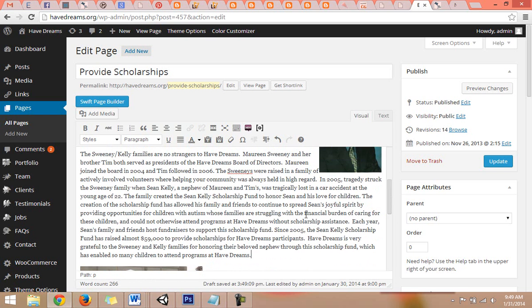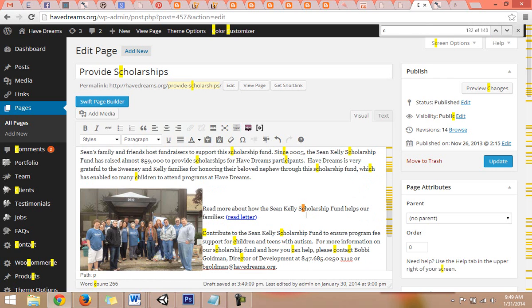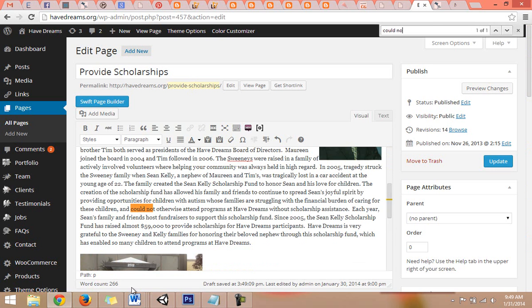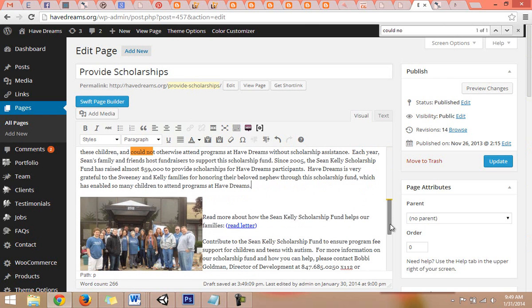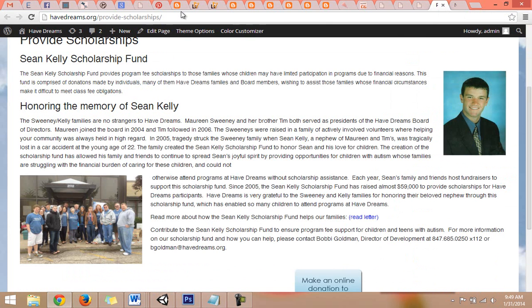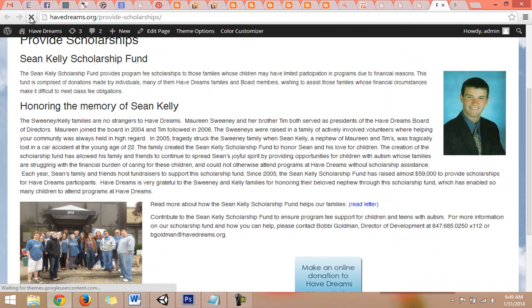Okay, let's see. The word was "could not," so now I have to find it. Okay, and so now it's here. Now we're not going to like the way that looks, but let's just test it out anyway. So now instead of the middle, push it to the bottom. That's not so bad. So let's look at your options.